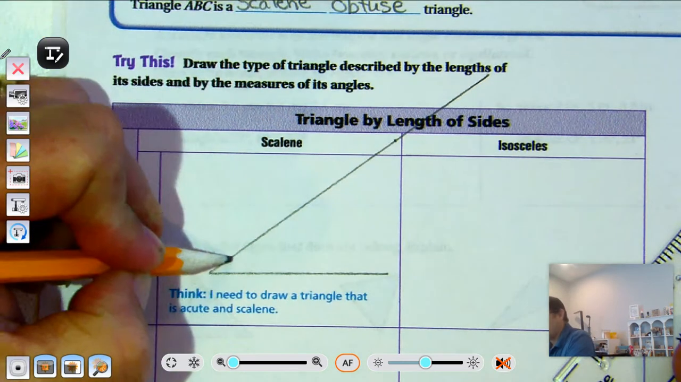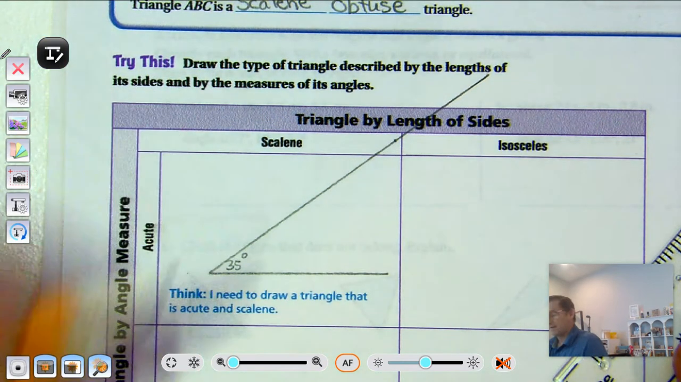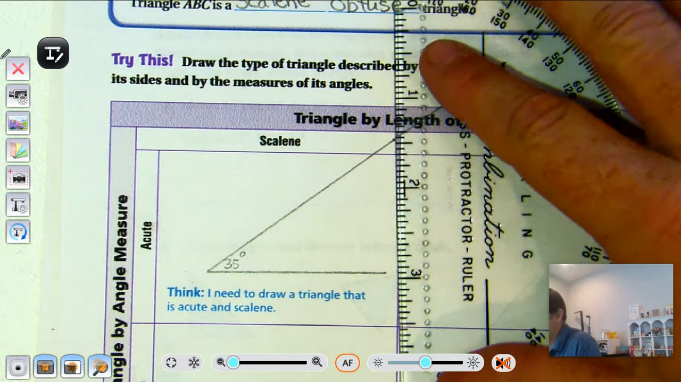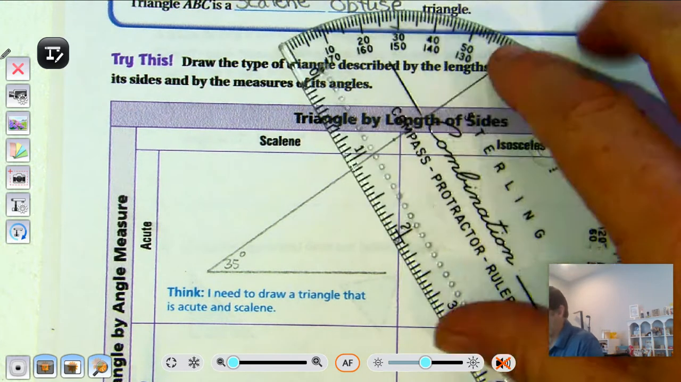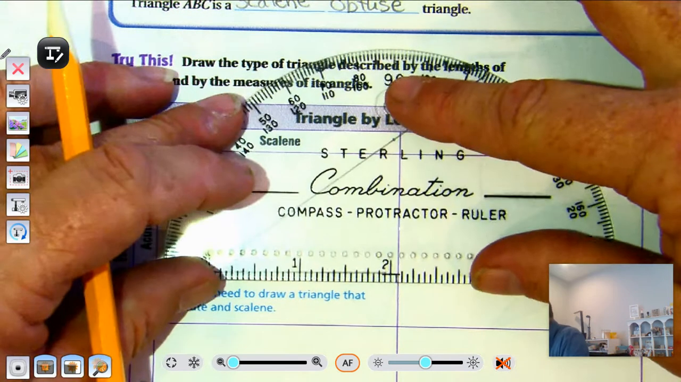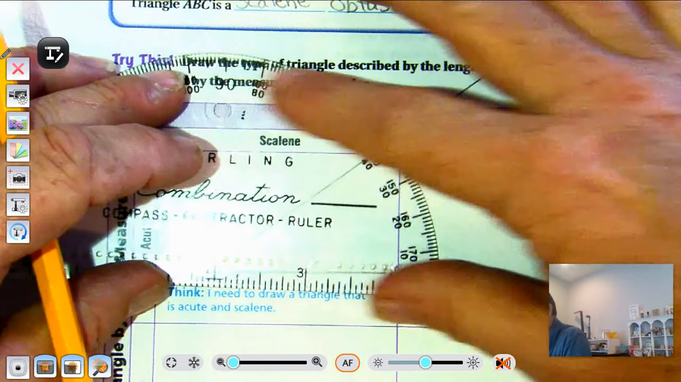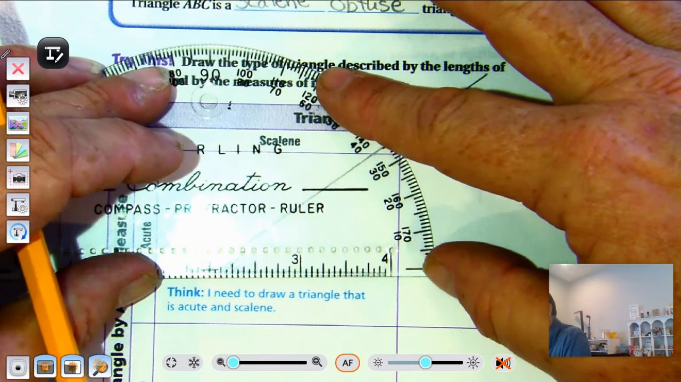All right, so this is 35. And my next one, I want to make it 65 degrees. All right, so I'm going to go up to here. I'm going to measure from the other side this time.